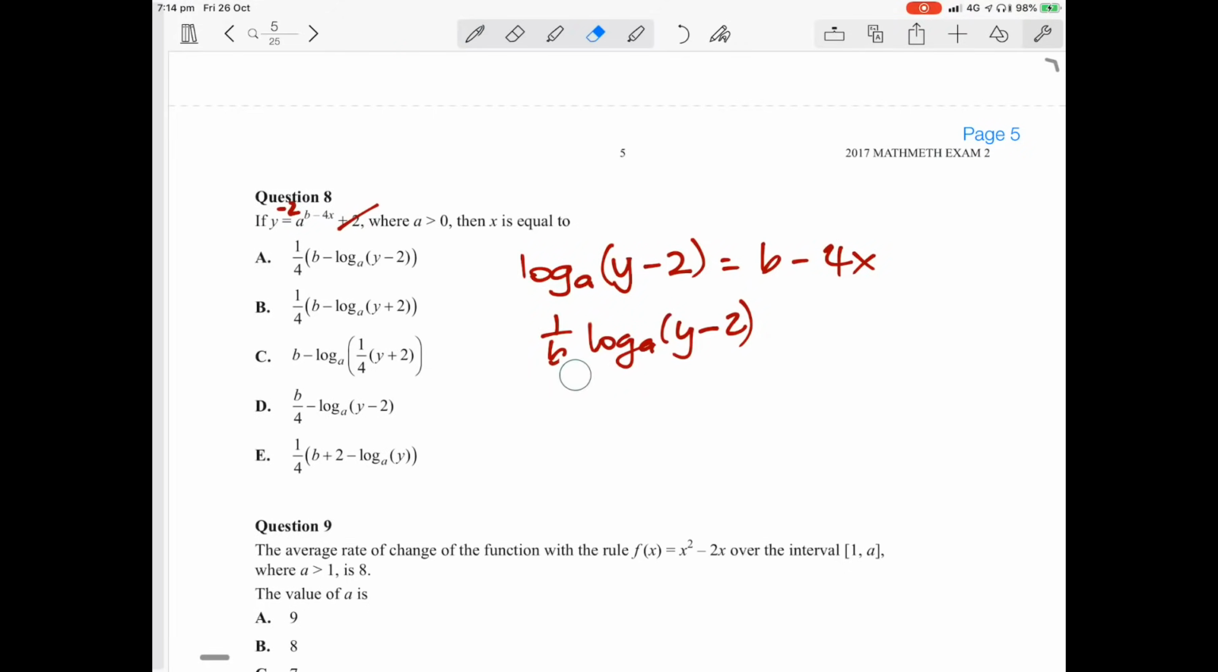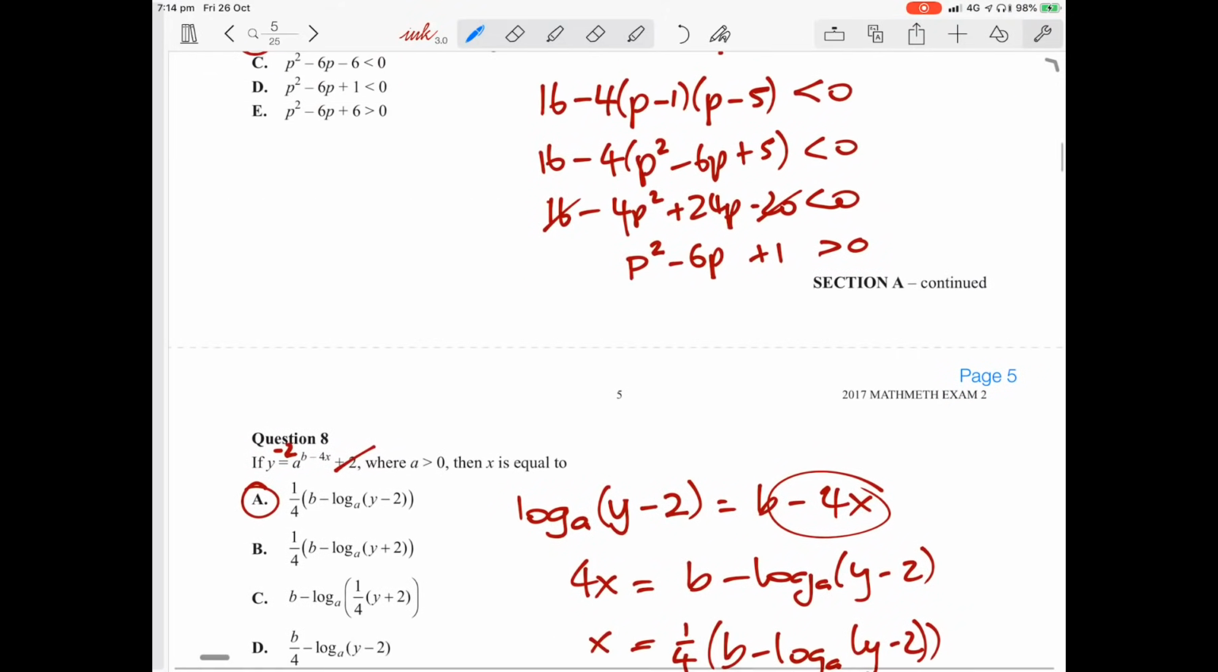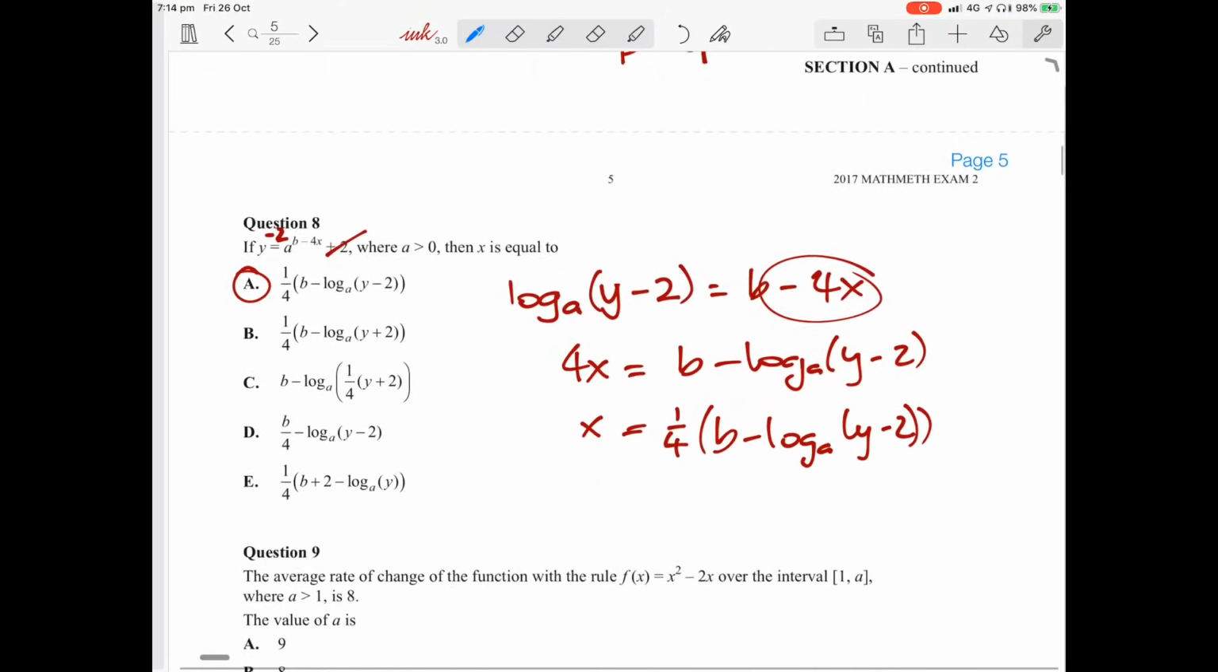I can't believe I just did that. Okay, so what I would do in this case is bring 4x to the other side, so 4x equals b minus log A of y minus 2, and then x is 1/4 multiplying everything, so 1/4 of b minus log A of y minus 2. So we get A, number 8.